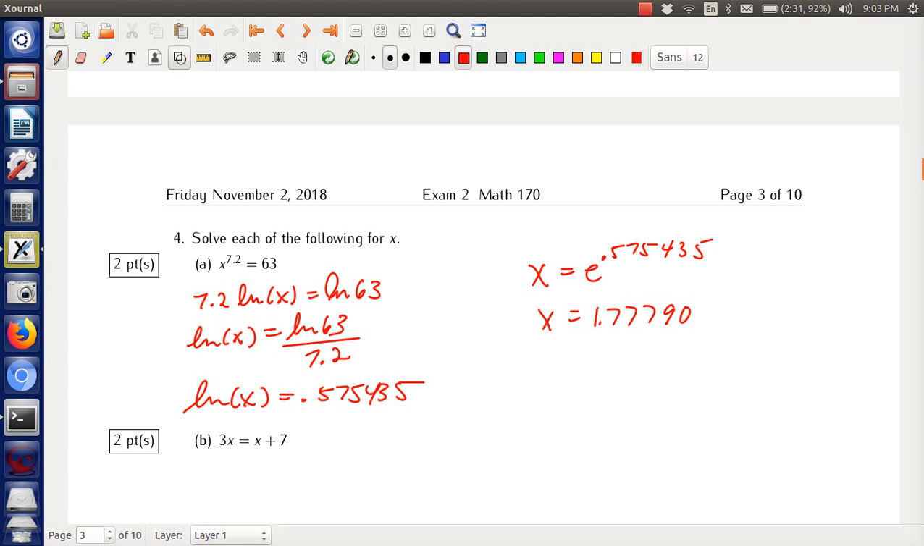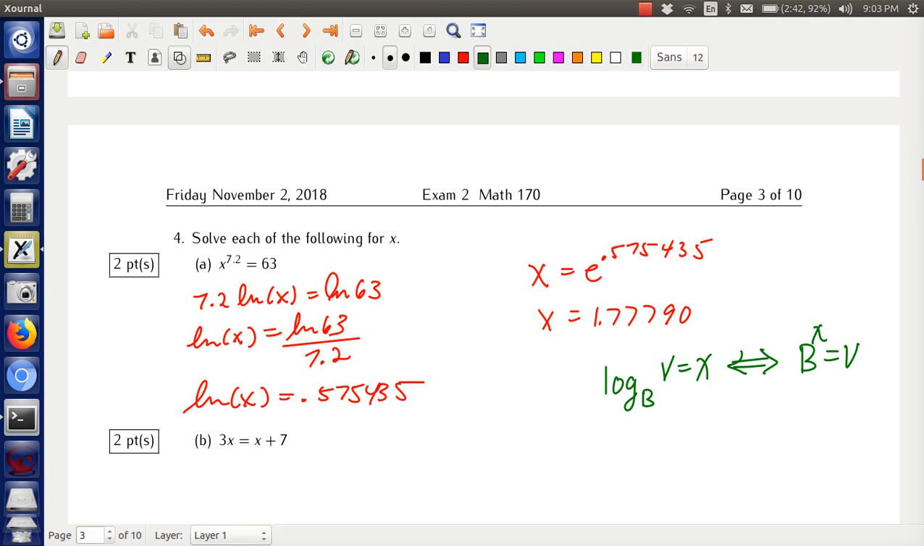Alright, so how did you know to do that? Because you don't forget the following. Log base b of v is equal to x if and only if base to the x equals v.